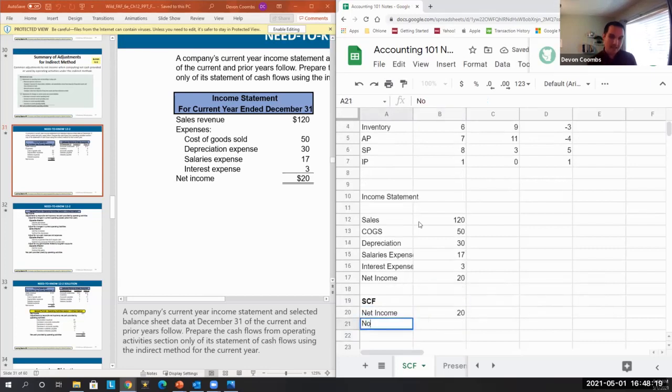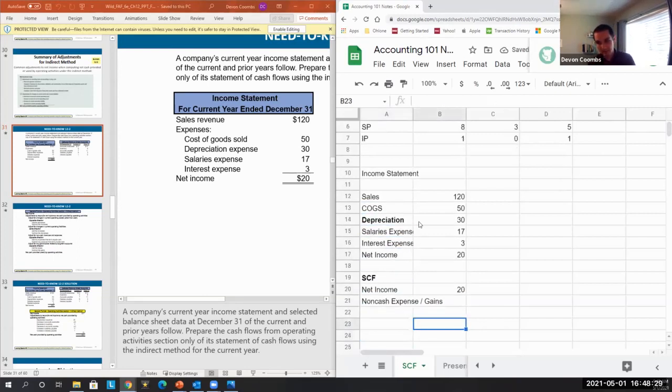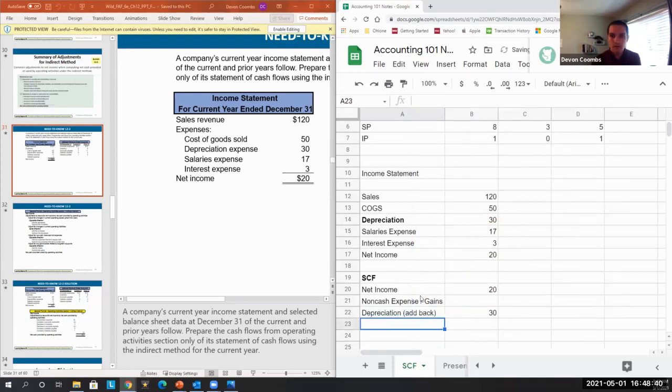Then we see non-cash expenses or gains. And what do we have? We have depreciation, right? So we'd add back the depreciation. That's non-cash depreciation. We had a gain or a loss, right? The gain we would reduce, the loss we would increase.